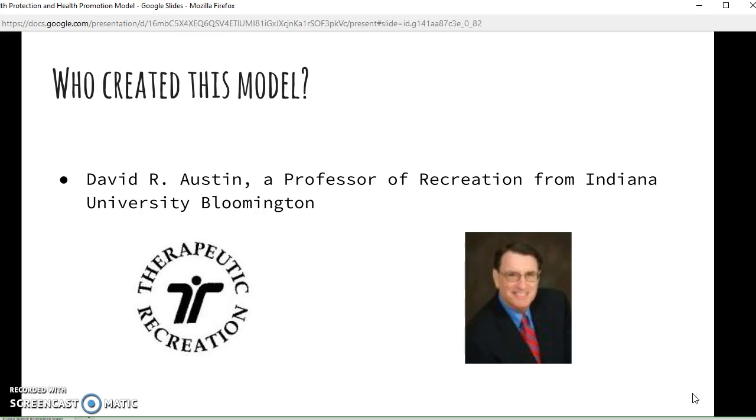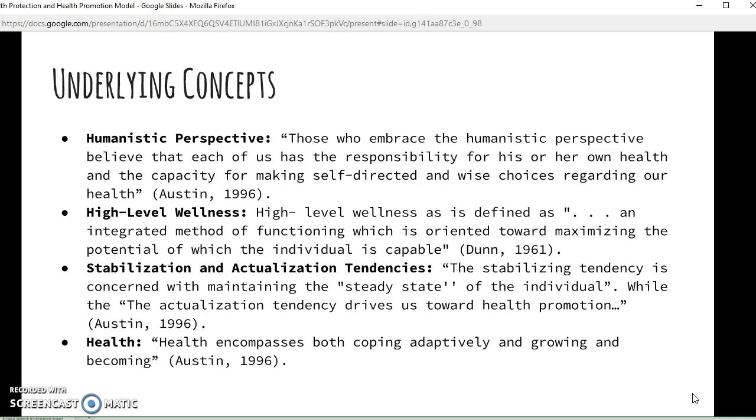So first off, who created this model? His name was David R. Austin. He was a professor of recreation from Indiana University of Bloomington. And he came up with this model and really wanted it to expand and help those that need better wellness and want to have more fulfilling lives.